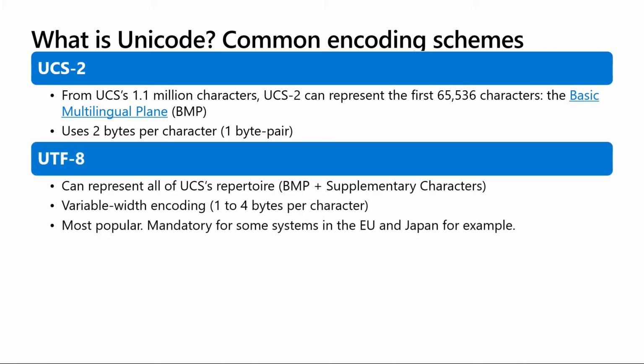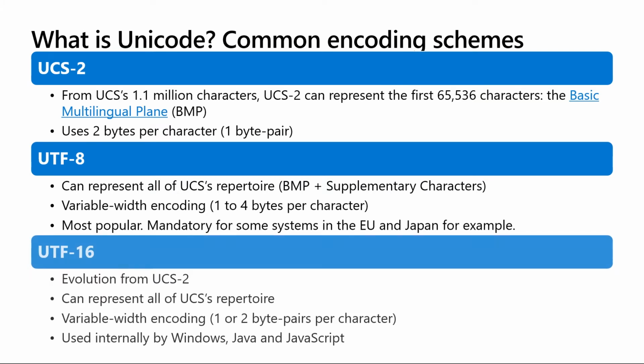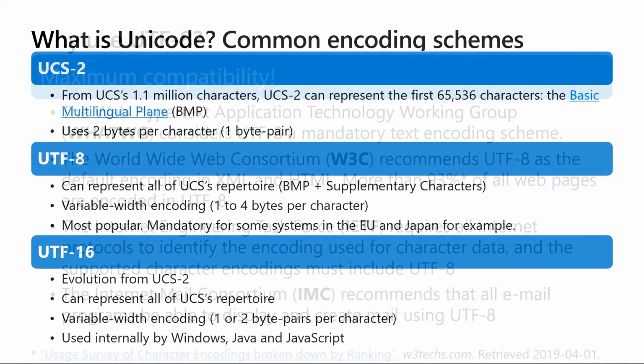UTF-8 is another form of encoding for Unicode. This can represent all the UCS repertoire, so all 1.1 something million characters. And it's the most popular. We'll see how it's actually mandatory for some systems in the EU and Japan, for example. And then there's UTF-16, which is the evolution of UCS2. It can also represent all characters, and it's also variable width encoding just like UTF-8. But instead of being measured by just bytes, 1 to 4 bytes, like UTF-8, it is measured in byte pairs. So it can be 1 byte pair or 2 byte pairs per character.